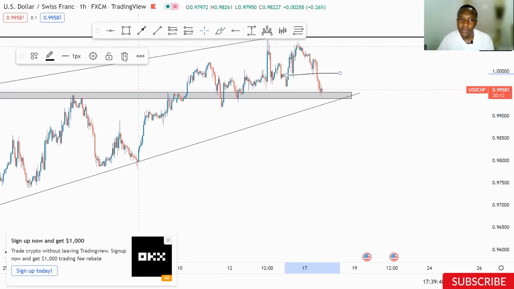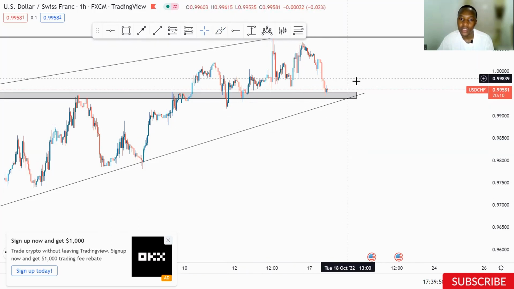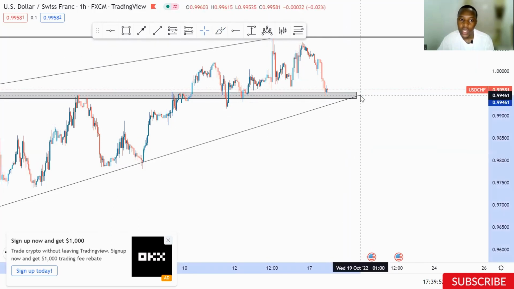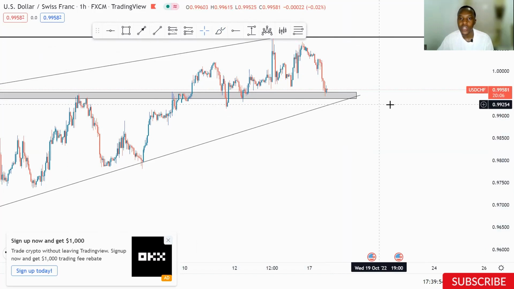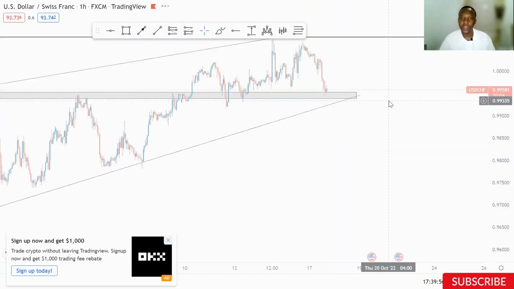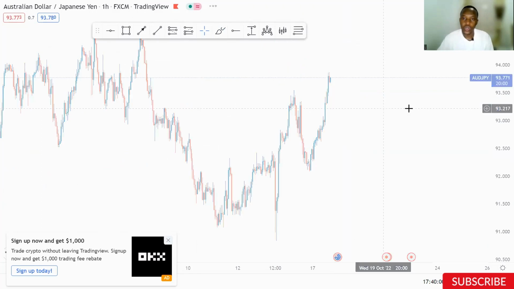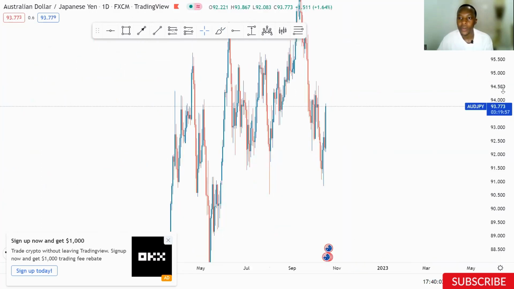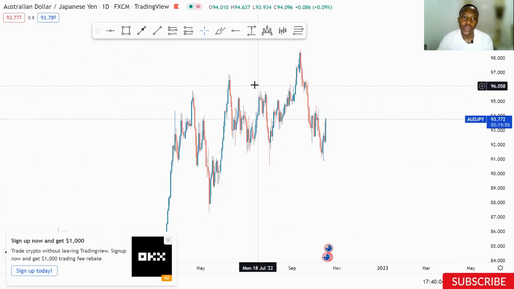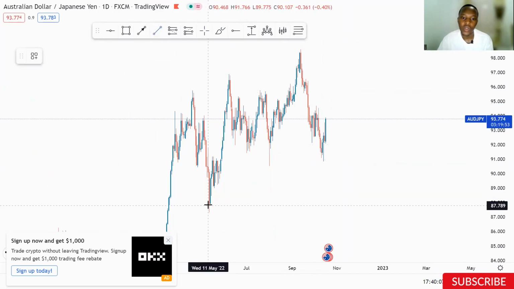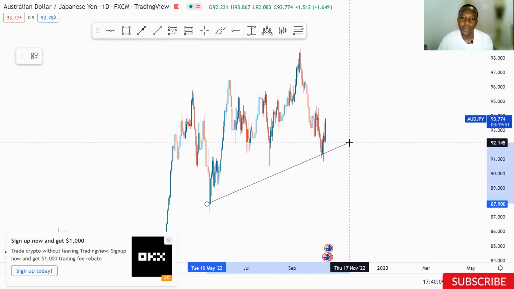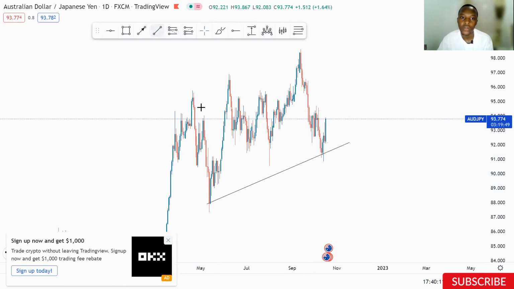But it's just a matter of being patient and letting the market do what it wants to do, and then you just follow it, right? So probably the last one now, which is AUDJPY. So let's drop it to the 1 hour time frame, guys, right? So this is how AUDJPY looks from a higher time frame, right? Which is, it looks bullish, okay?